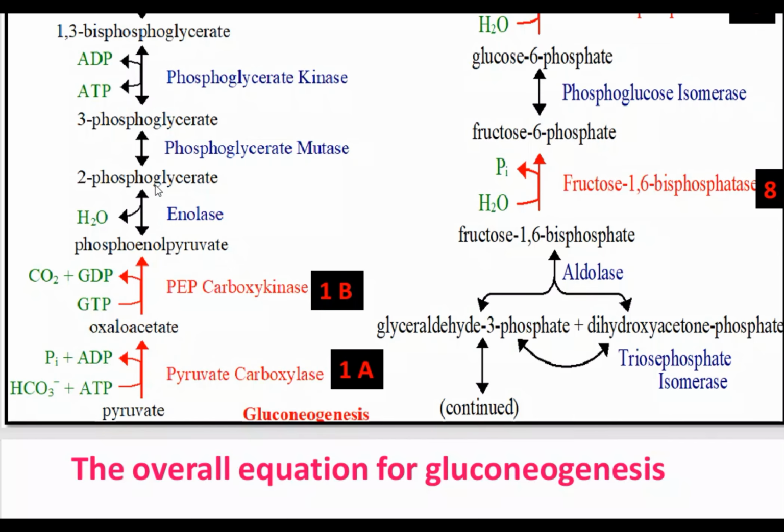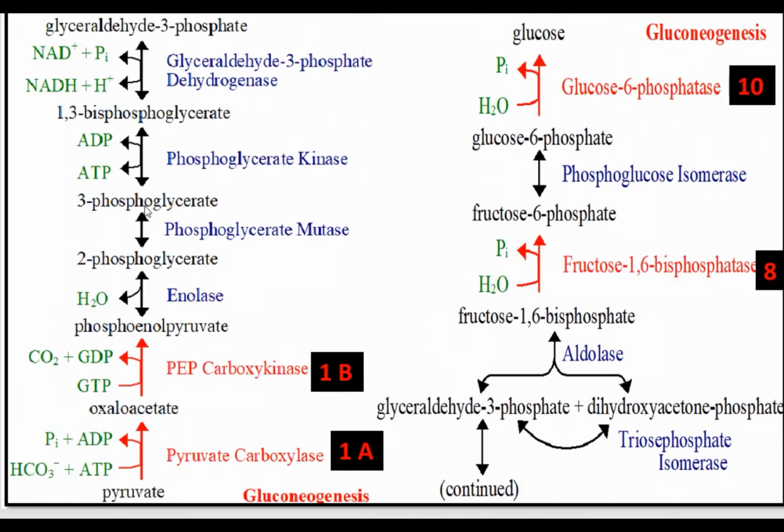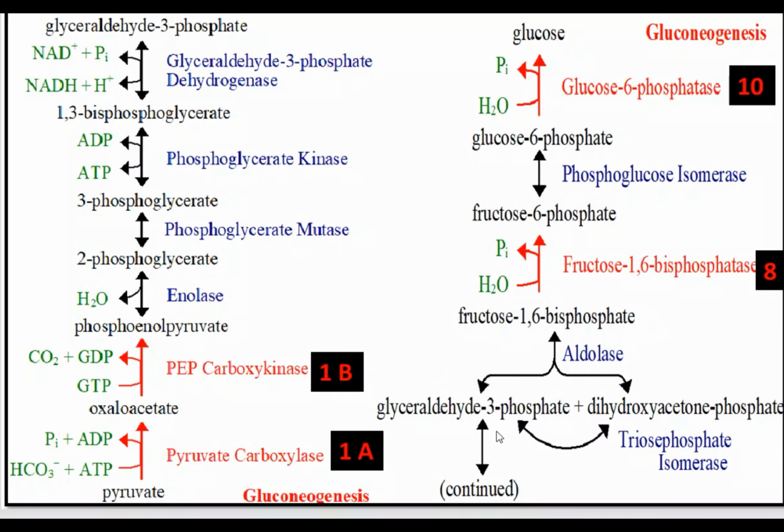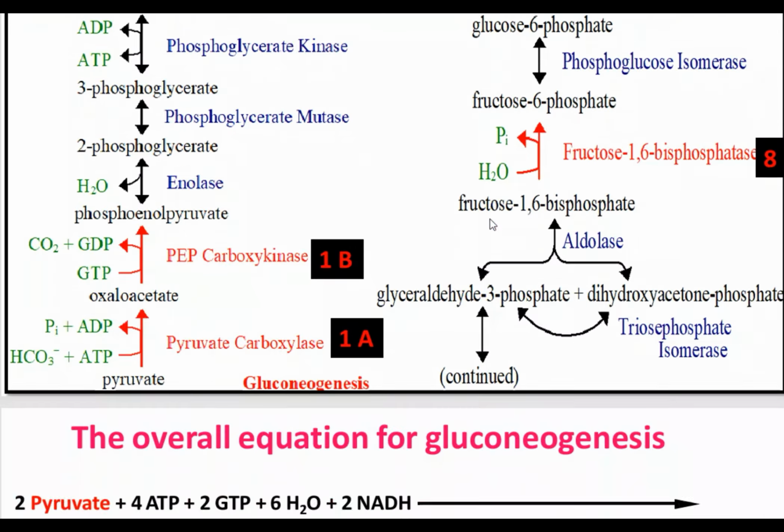Now this phosphoenolpyruvate leads to form 2-phosphoglycerate, then 3-phosphoglycerate, 1,3-bisphosphoglyceric acid, and ultimately glyceraldehyde 3-phosphate. Now when glyceraldehyde 3-phosphate combines with dihydroxyacetone phosphate, it will form fructose 1,6-bisphosphate, which converts to fructose 6-phosphate and then glucose 6-phosphate, and ultimately forms the glucose. So from pyruvic acid, a non-carbohydrate, it will convert to form glucose in this way. This is the process of gluconeogenesis.